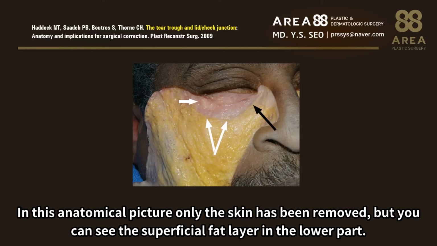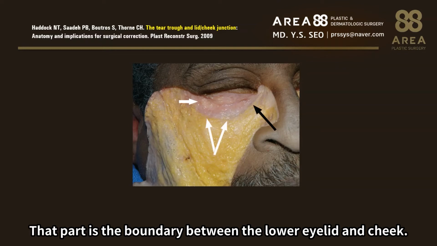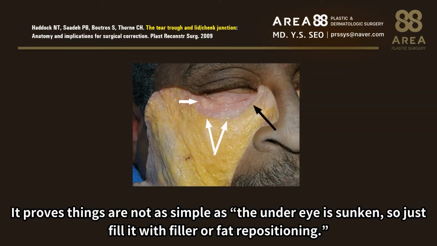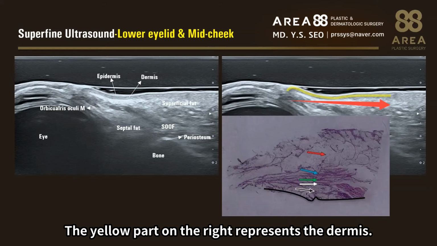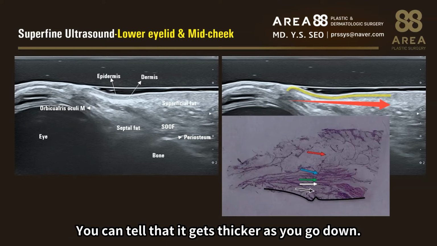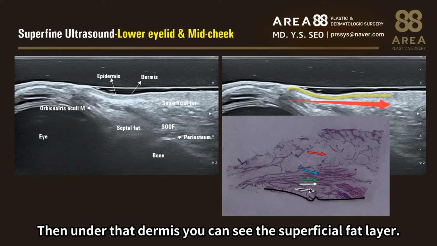In this anatomical picture only the skin has been removed, but you can see the superficial fat layer in the lower part. That part is the boundary between the lower eyelid and cheek. It proves things are not as simple as the under eye is sunken, so just fill it with filler or fat repositioning. This is a photo taken with superfine ultrasound. The yellow part on the right represents the dermis. You can tell that it gets thicker as you go down. Then under that dermis you can see the superficial fat layer.